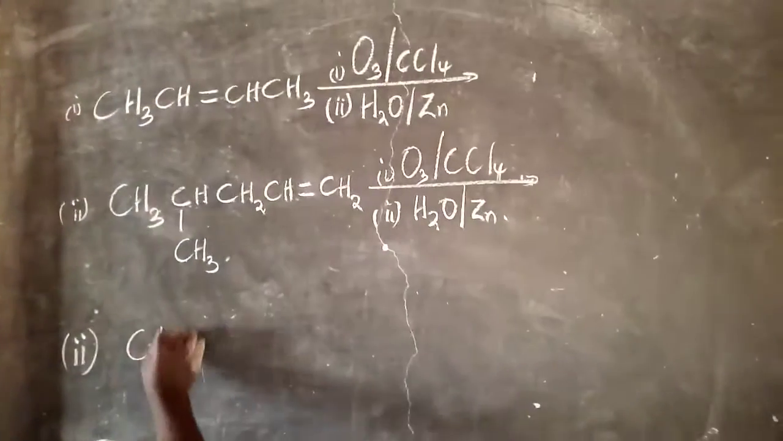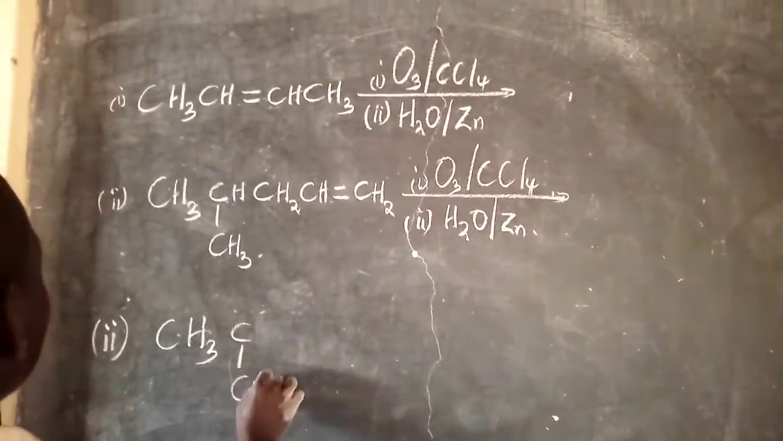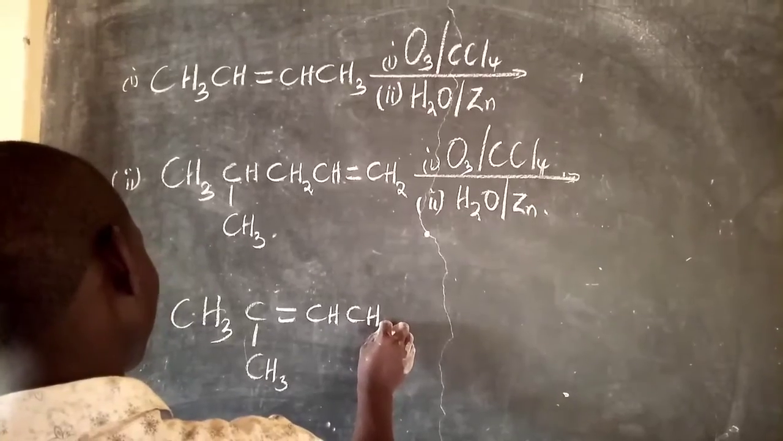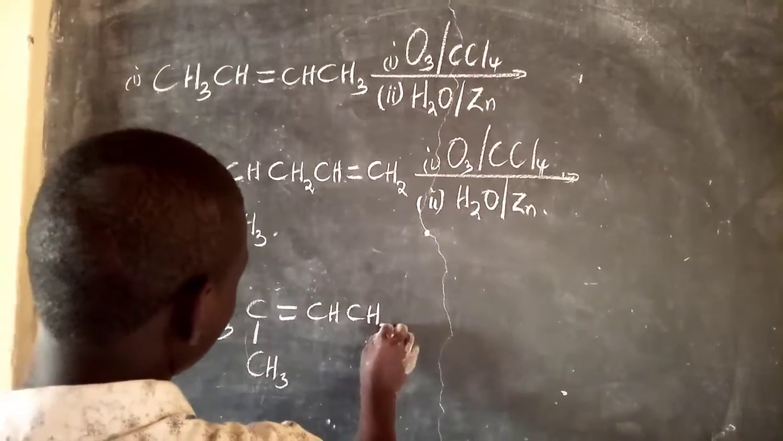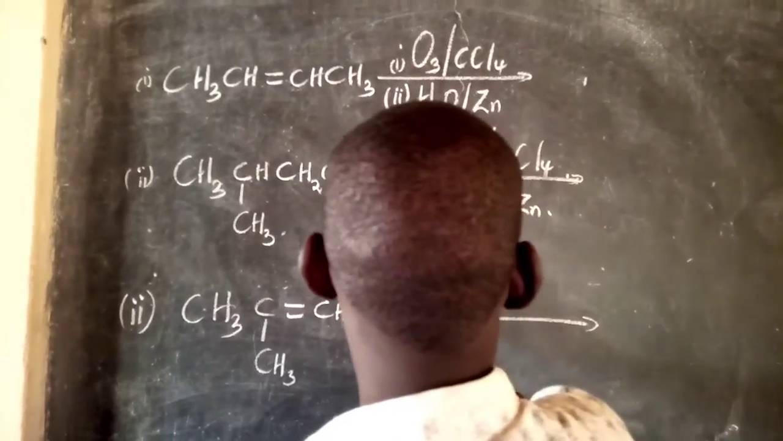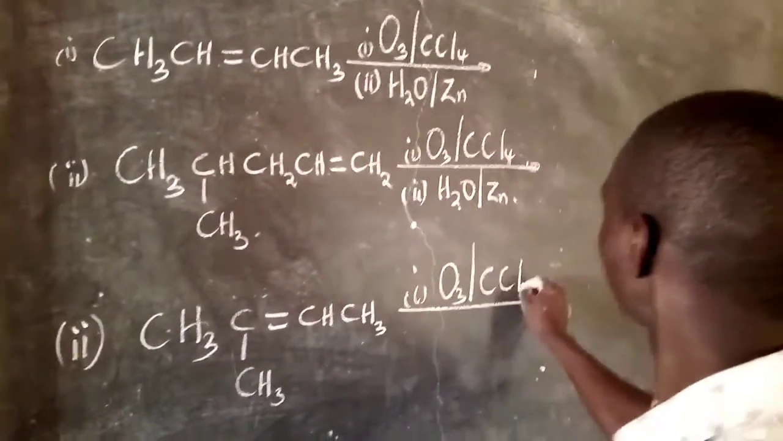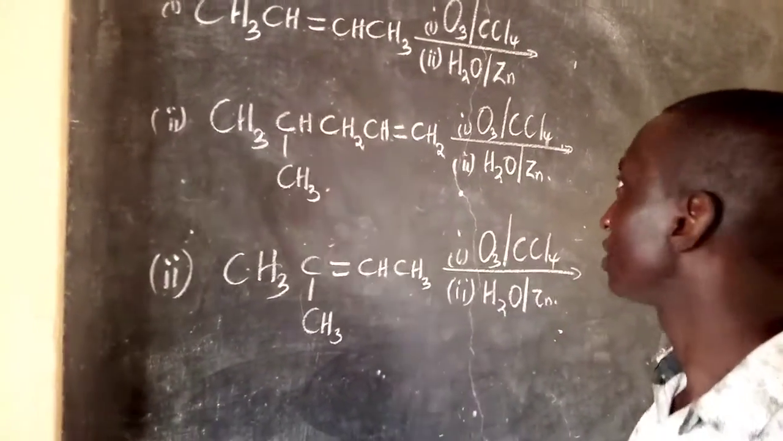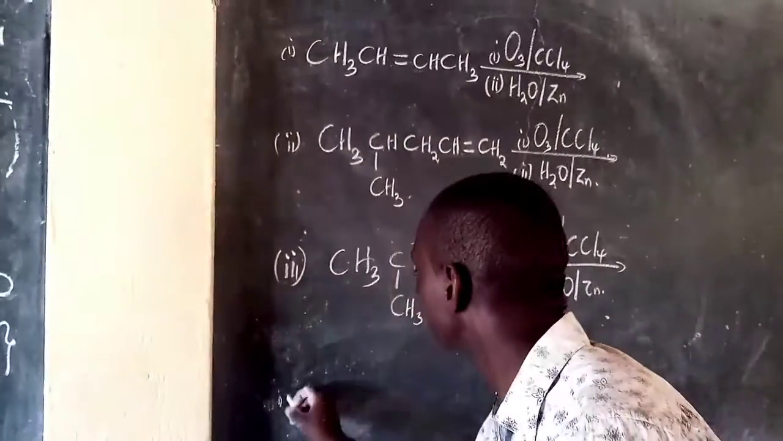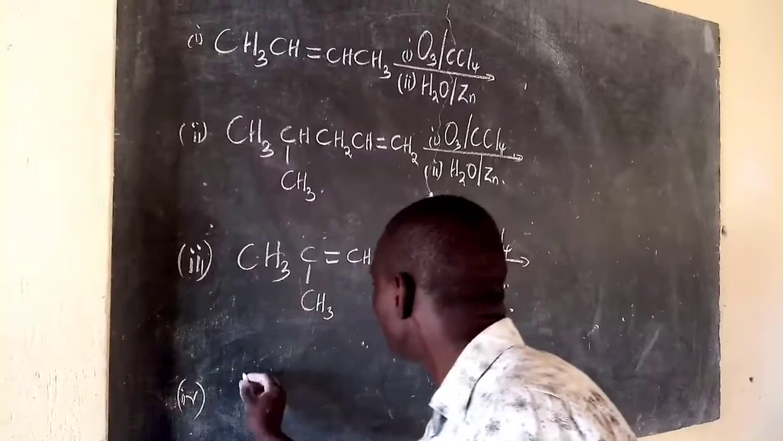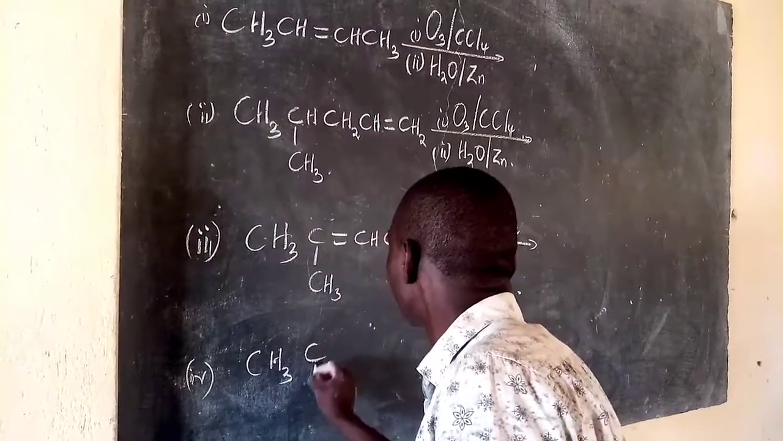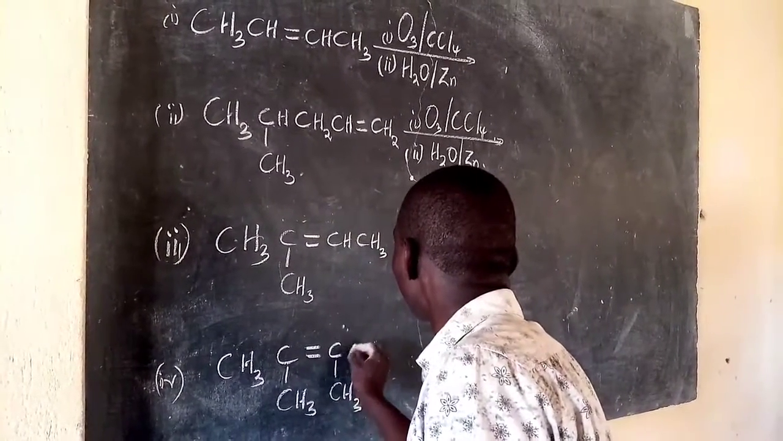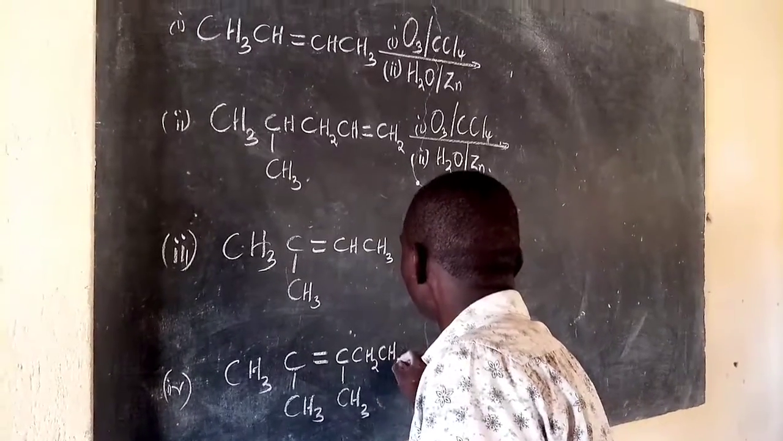And another example, we have this CH3, the double bond, CH, and then CH, CH3. That is 1. Bring ozone, and 2, we bring our water in presence of zinc. And this is Roman 3. Then Roman 4. Try out CH3, this double bond, CH3, CH2, then CH3.